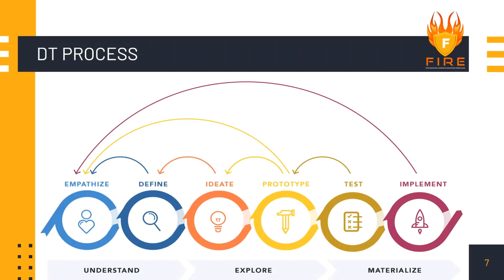So the design thinking process is generally bifurcated into 6 categories. First is empathize. Okay. Second one is define. Third one is ideate, prototype, test, and implementation, right? But these all 6 processes in general can be termed as understanding the problem, exploring the solution, and materializing the existing solution what you have thought of.